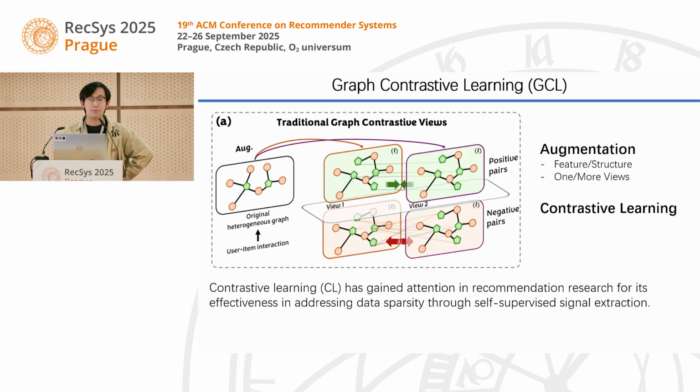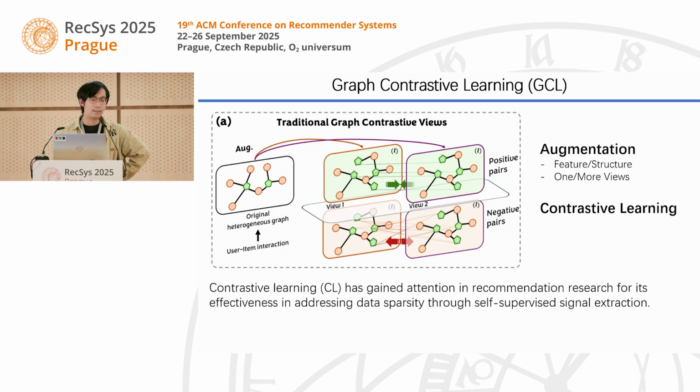Then let's move on to talk about graph contrastive learning. Why is contrastive learning useful? Everyone knows that one of the most important problems in recommendation is the data sparsity problem. Contrastive learning has gained attention in this field for its effectiveness in mitigating data sparsity. And naturally, the user-item graph makes graph contrastive learning a positive and popular paradigm in recommendation.